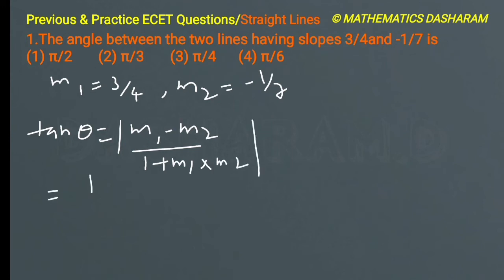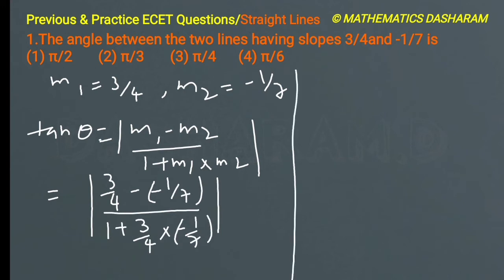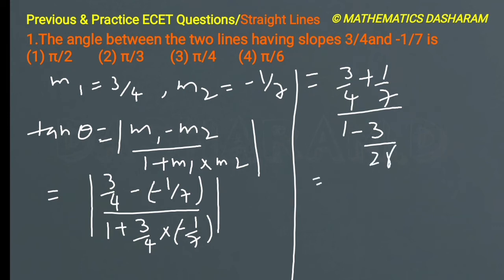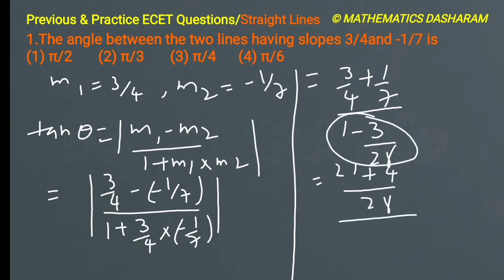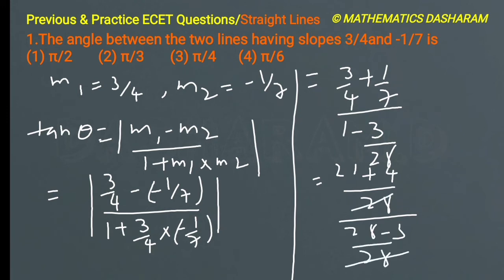So substitute the m1 and m2 values. m1 value 3 by 4 minus m2 value minus 1 by 7. So it equals 3 by 4 plus 1 by 7 divided by 1 minus 3 by 4 into 7, which is minus 3 by 28. Now first simplify the numerator. Here LCM is 28, 7 3s are 21, 4 1s are 4, divided by 28. In the denominator, 28 minus 3 divided by 28. Here the 28 cancels, and of course the mod symbol also.